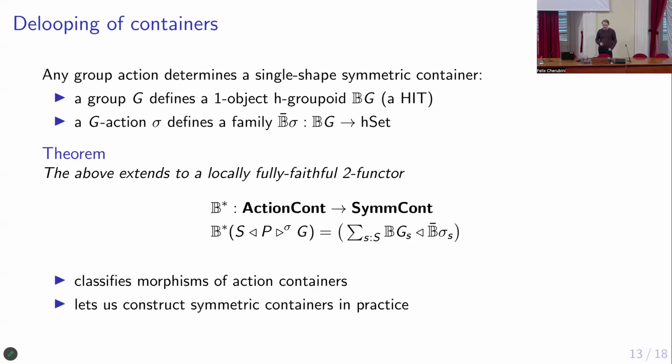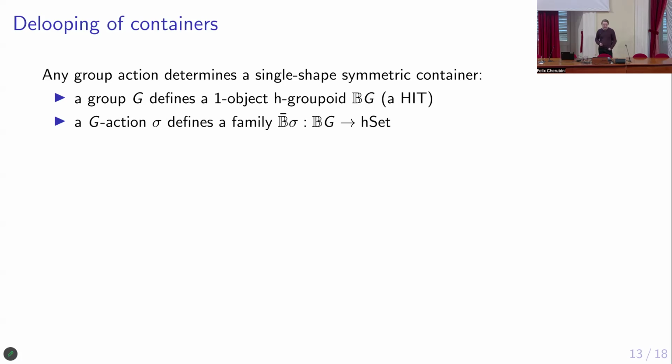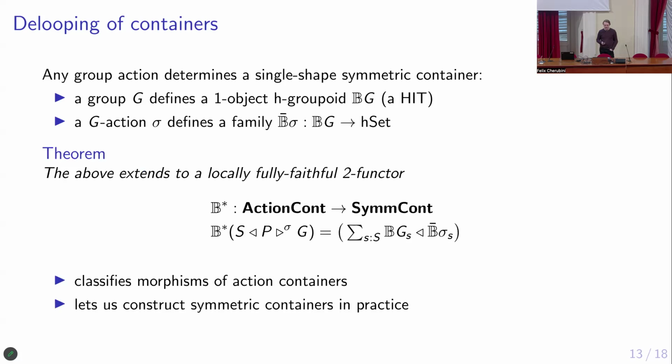So if you take these two things together, you have a group and an action, and this actually defines a symmetric container, because just these two bullet points are exactly a groupoid and a set family over it. And it extends to a locally fully faithful 2-functor that takes action containers to symmetric containers.